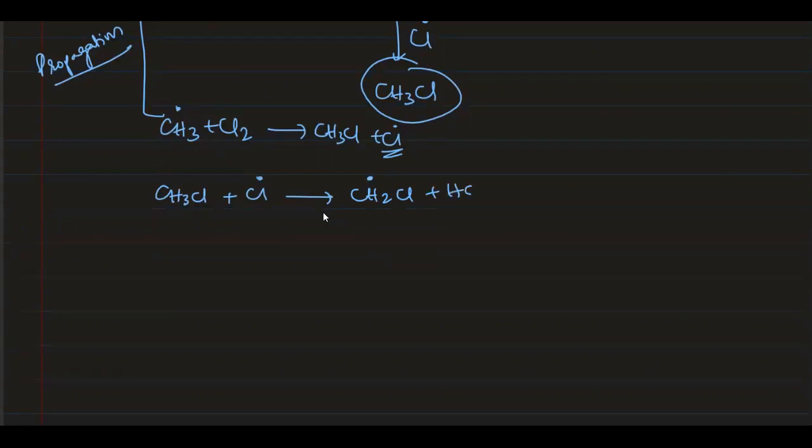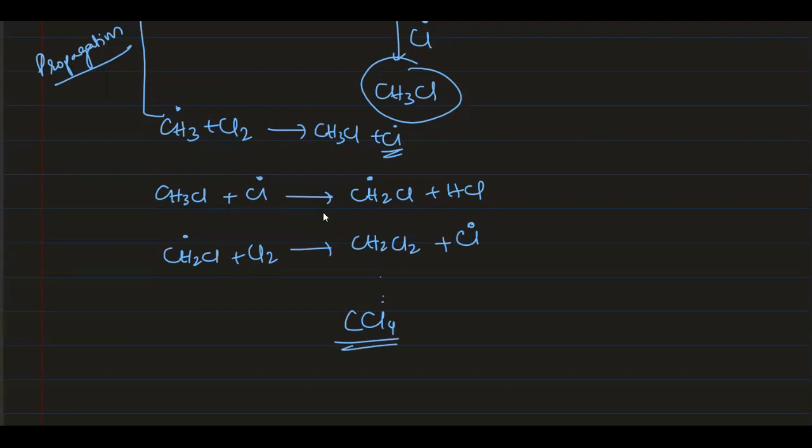plus HCl. Now, this CH2Cl radical, if it reacts with another chlorine, will form CH2Cl2 plus Cl radical. So like this, the process will go on, and at the end you get CCl4. So this reaction is not a very good reaction to generate any of these products because of the multiple products obtained.